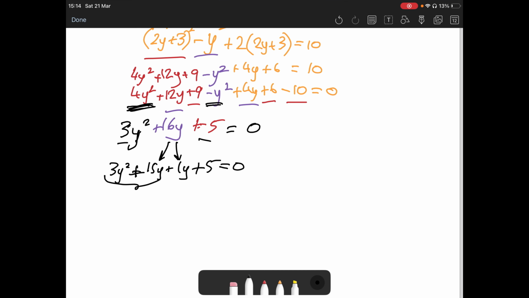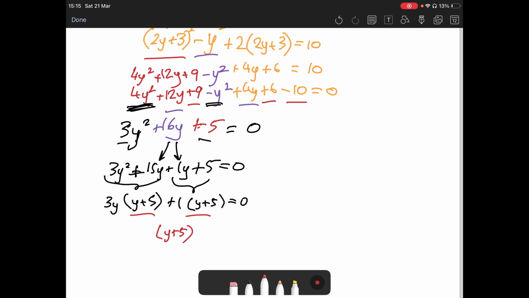Factorize your first pair. So 3y is the common to both, and it'll be y plus 5. Then factorize this. Now, if they haven't got any common factors, bring a 1 out. Bracket y plus 5 again. At this point, if your brackets aren't identical, you messed up. Go back and fix it. But for me, happy days, y plus 5 is common. And obviously what goes in the first bracket are these two things, 3y plus 1. 3y plus 1, bam. Equals 0.